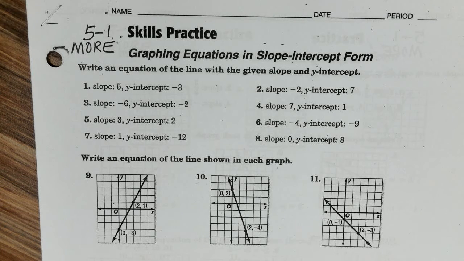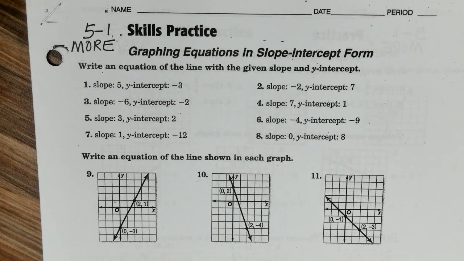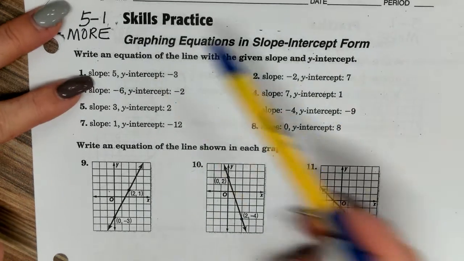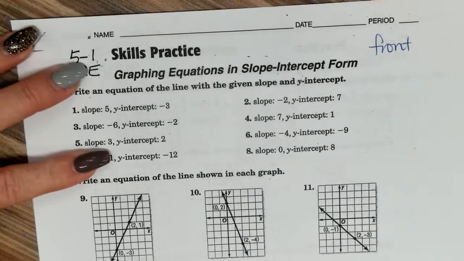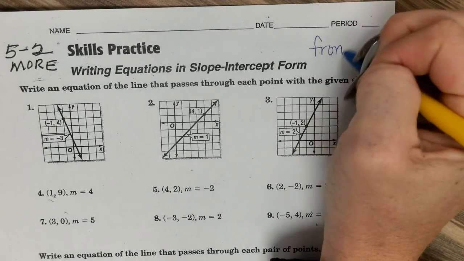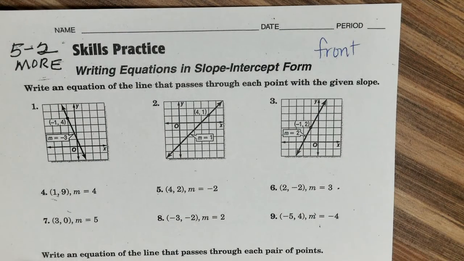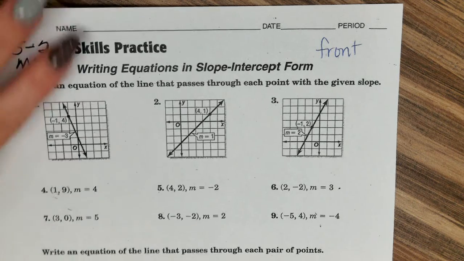Okay, so today's lesson is going to just be a review of Chapter 5, first lesson and second lesson. You're going to do the front, so this is the page you're going to do, of 5-1 more, and then you're going to do the front of 5-2 more. As an example and notes, we're going to do a few on the back side of each. Does that make sense? All right.